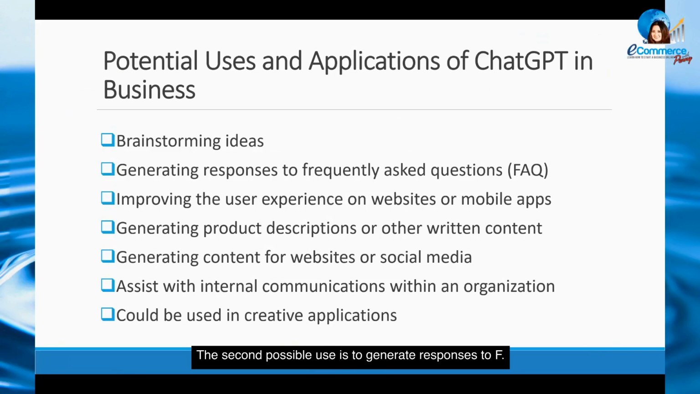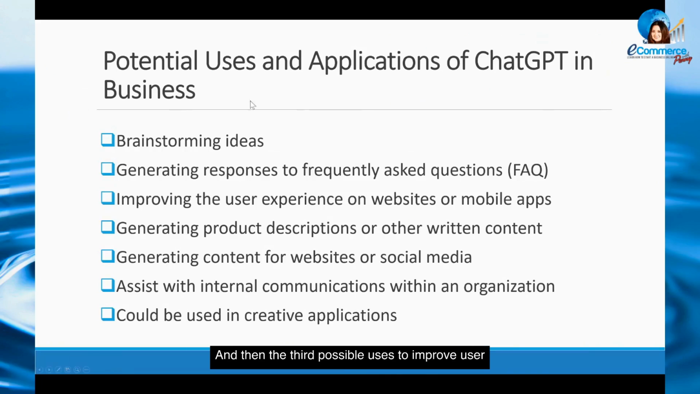The second possible use is to generate responses to FAQ, frequently asked questions. It could be trained to provide general responses for questions that customers or clients might have, for example, providing information about a product or service or answering basic questions about the business. So this would be very useful for customer service or support people, as it will help them handle a high volume of queries more efficiently.